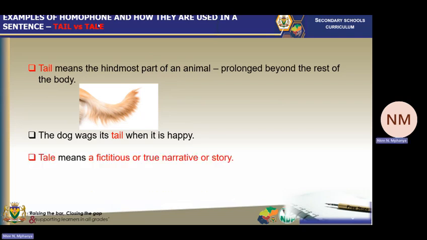Then let's look at the tale with an A and E. It means a fictitious or true narrative or a story. Most of you will know the word story. Therefore, it is a story that is not true, it's a fiction, or it can be a true narration of events.